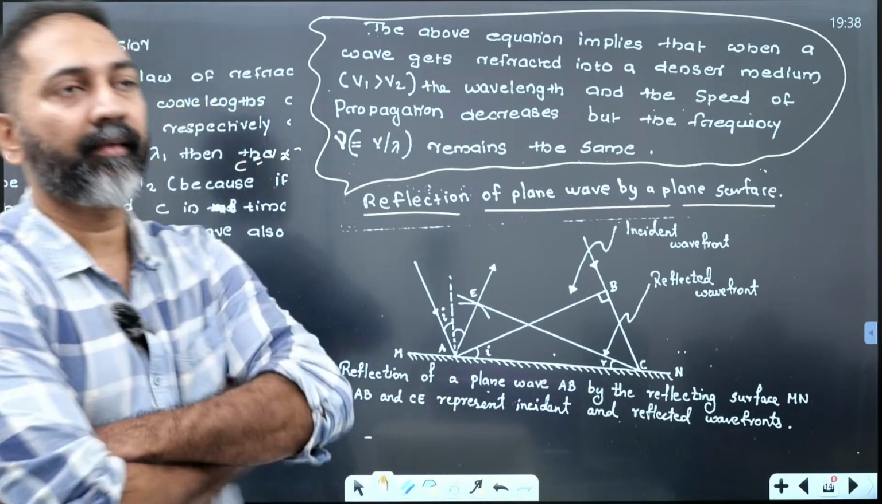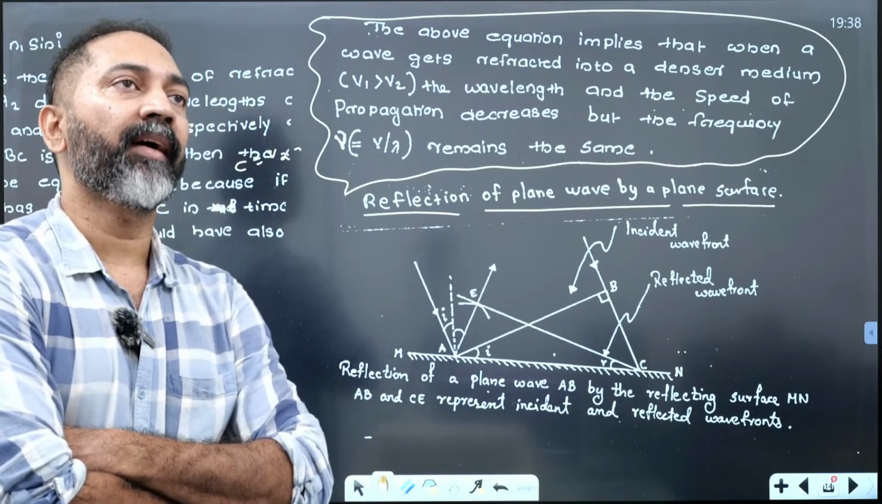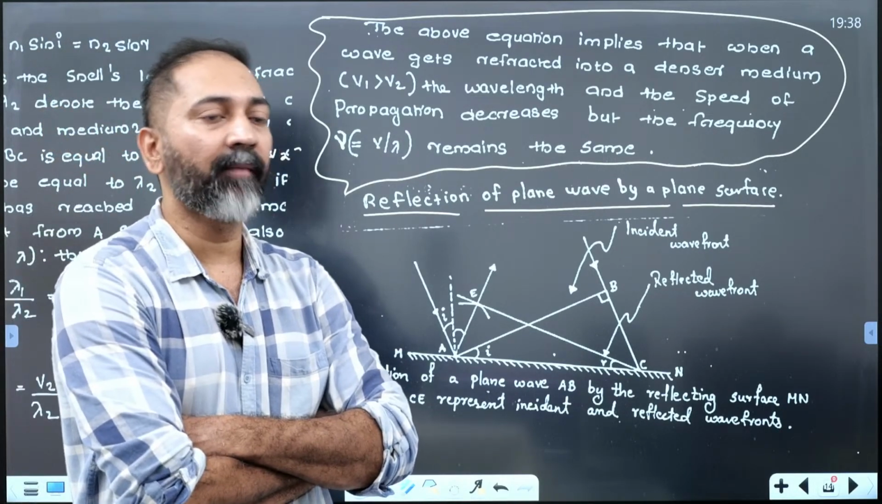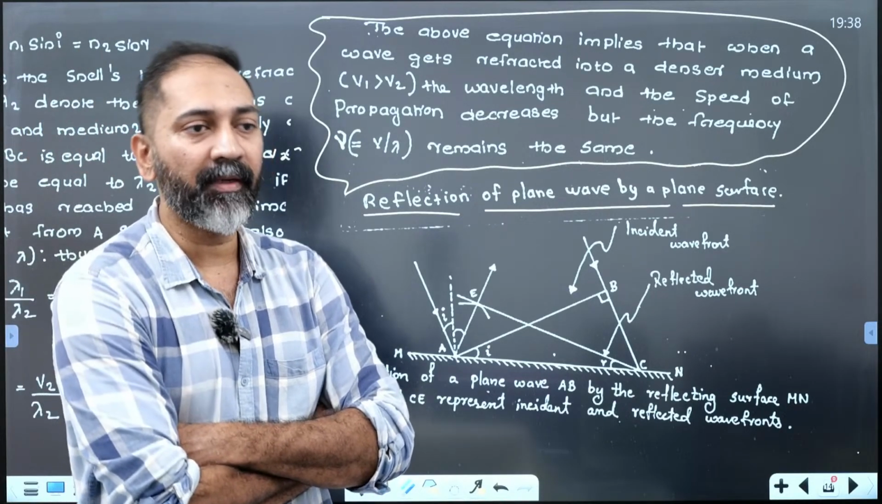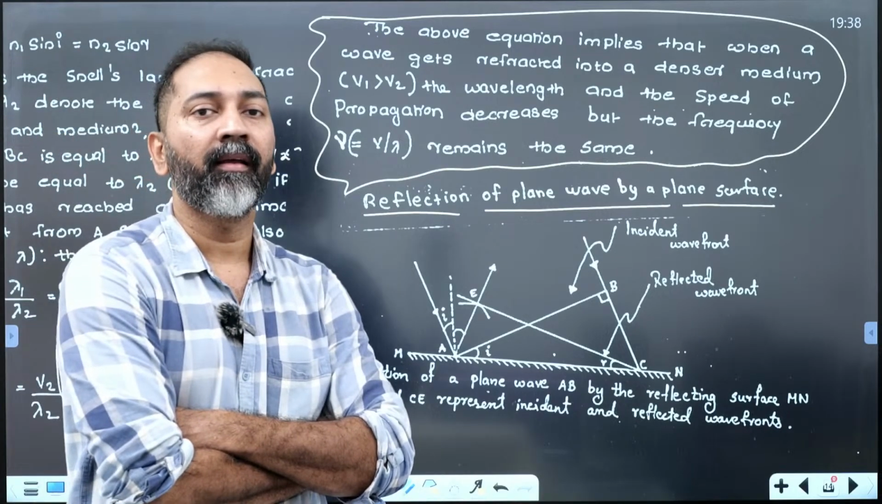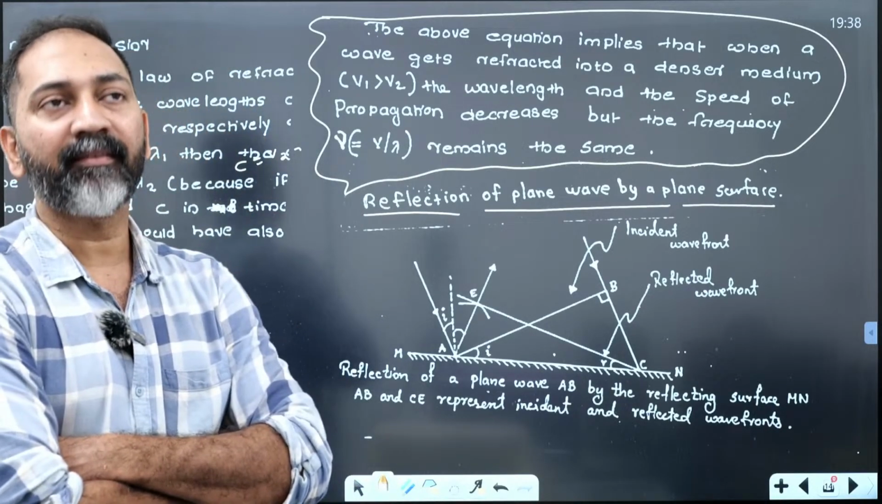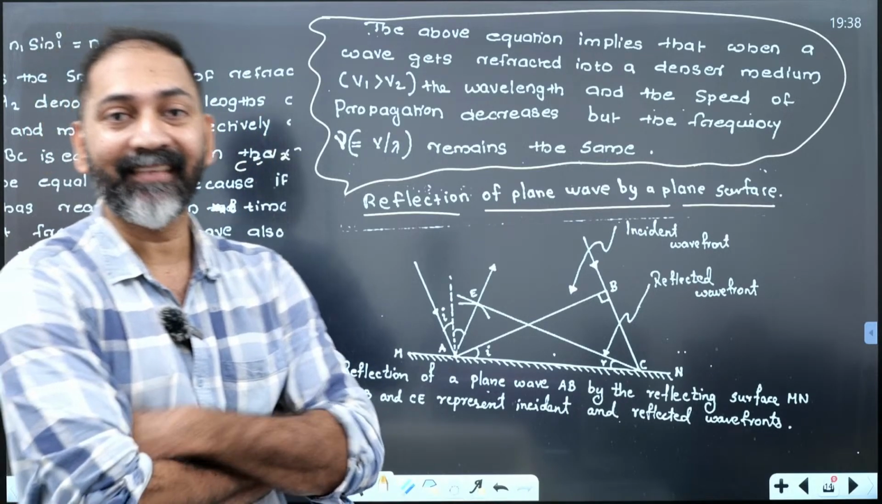So we have started wave optics. We have seen wavefront, we have defined ray, we have seen Young's double slit experiment. Then we have seen Christian Huygens principle. Using Christian Huygens principle, we proved the law of refraction. We have seen diffraction, diffraction at a single slit.